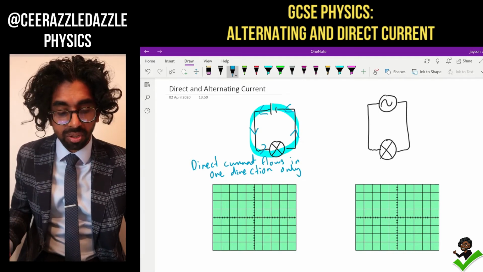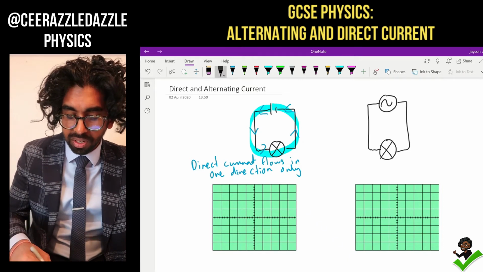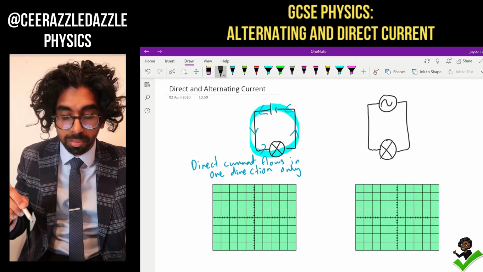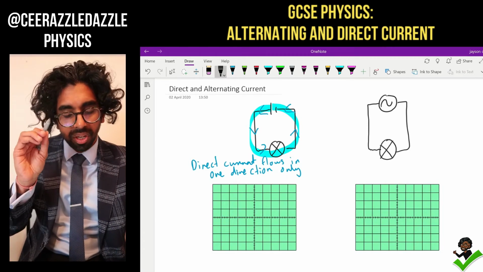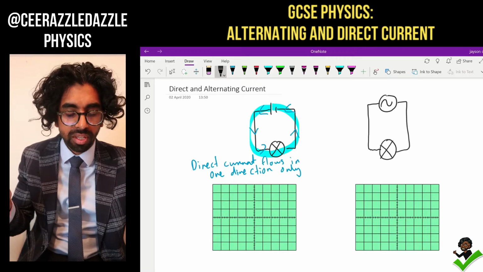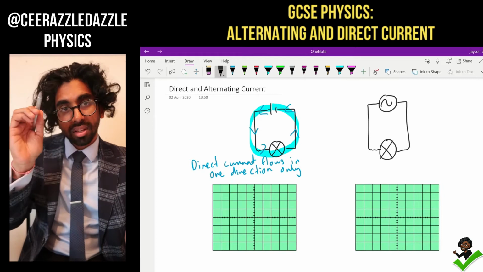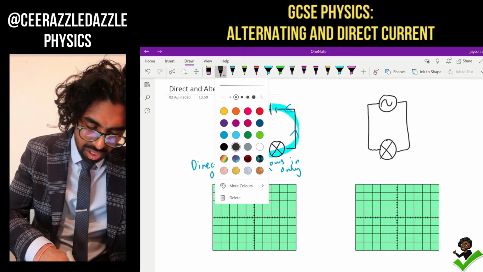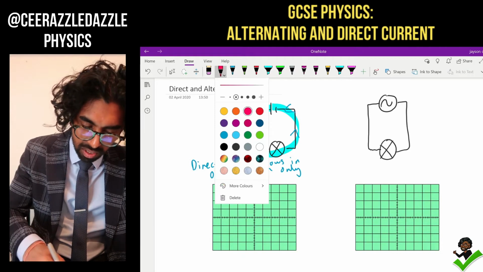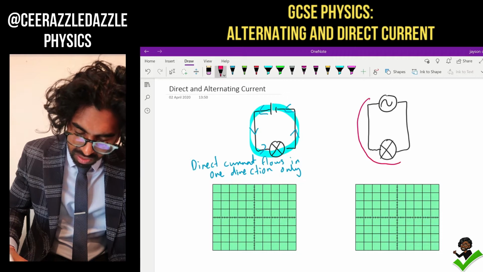But we have something else. We have another diagram over here. Looks very similar, but instead of having a cell, I've got an alternating supply. So look, if we have direct current that flows in one direction only, we can kind of guess what alternating current is. Alternating current swaps direction as time goes on. So the current might go, so I'm going to use a different colour pen for this, for you guys to see. The current might go this way first.